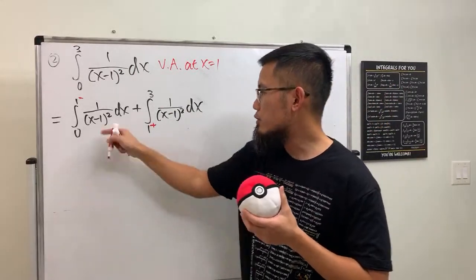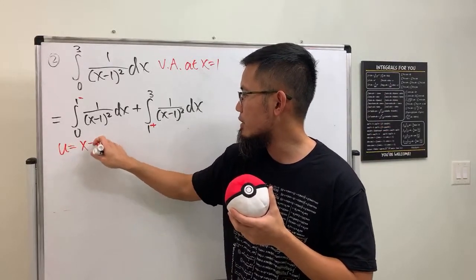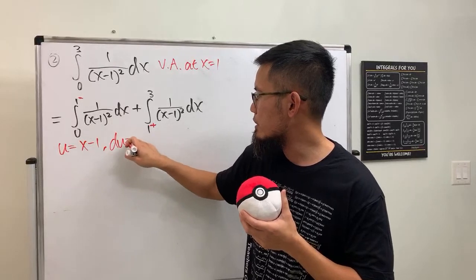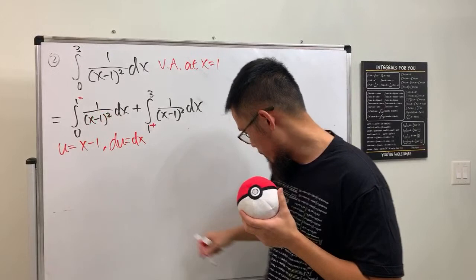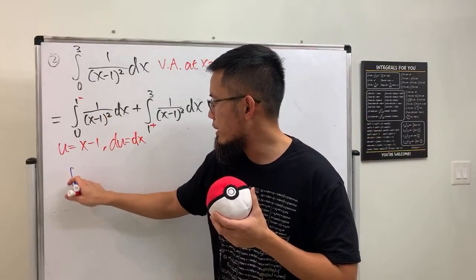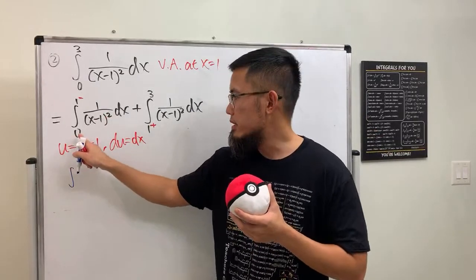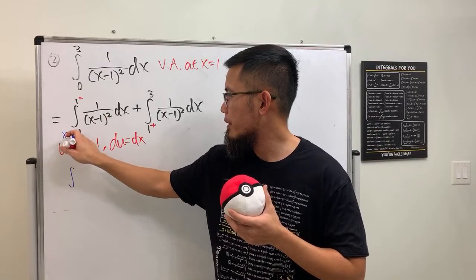That's it. This right here, take care of this real quick. I'll do a u-substitution, u equal to x minus 1, and you'll see du is just equal to dx, which is very nice. And if you look at the first one, I will do this one in blue. This right here is equal to the integral when x is equal to 0, right? This right here is x equal to 0.